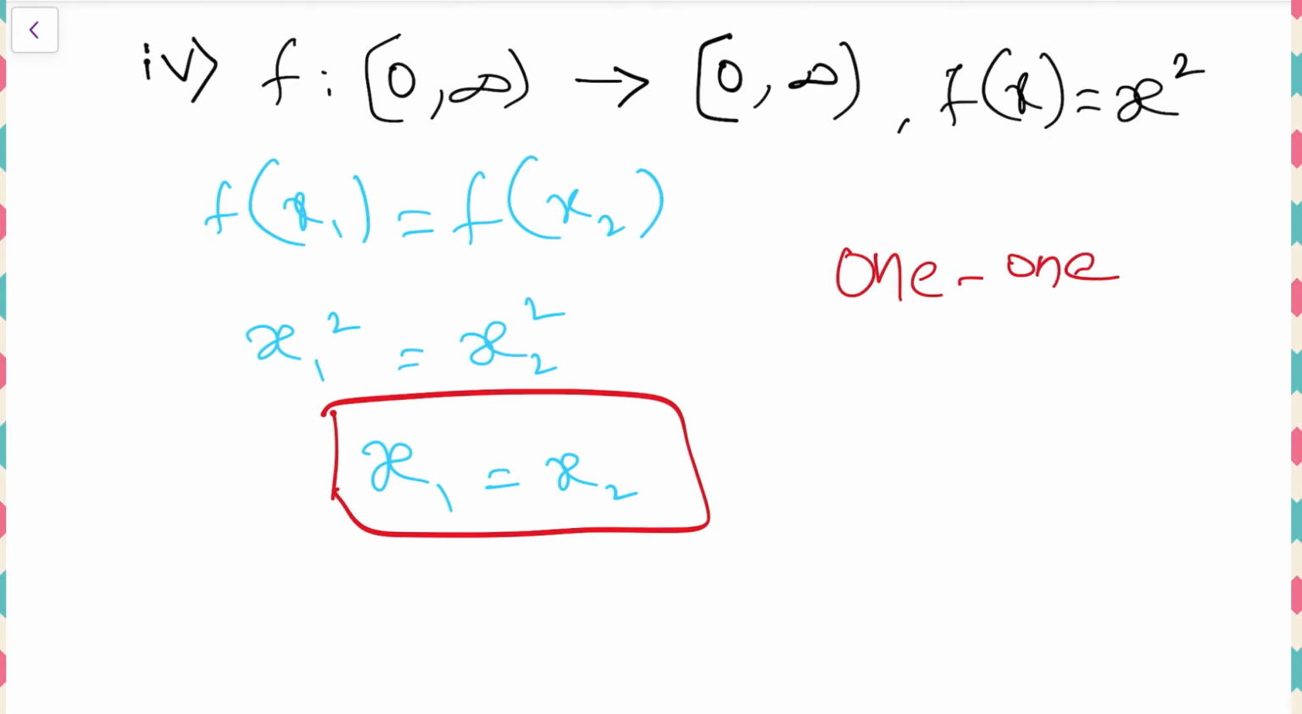So whenever you have x square, that is an even power, you need to check the domain and codomain clearly and perfectly. Here if we observe, the domain is 0 to infinity, it means only positive numbers and 0. Range is also 0 to infinity, so that is positive and 0. So no negative numbers. That's why this function is one-one. Next, let us check whether it is a surjection or not.